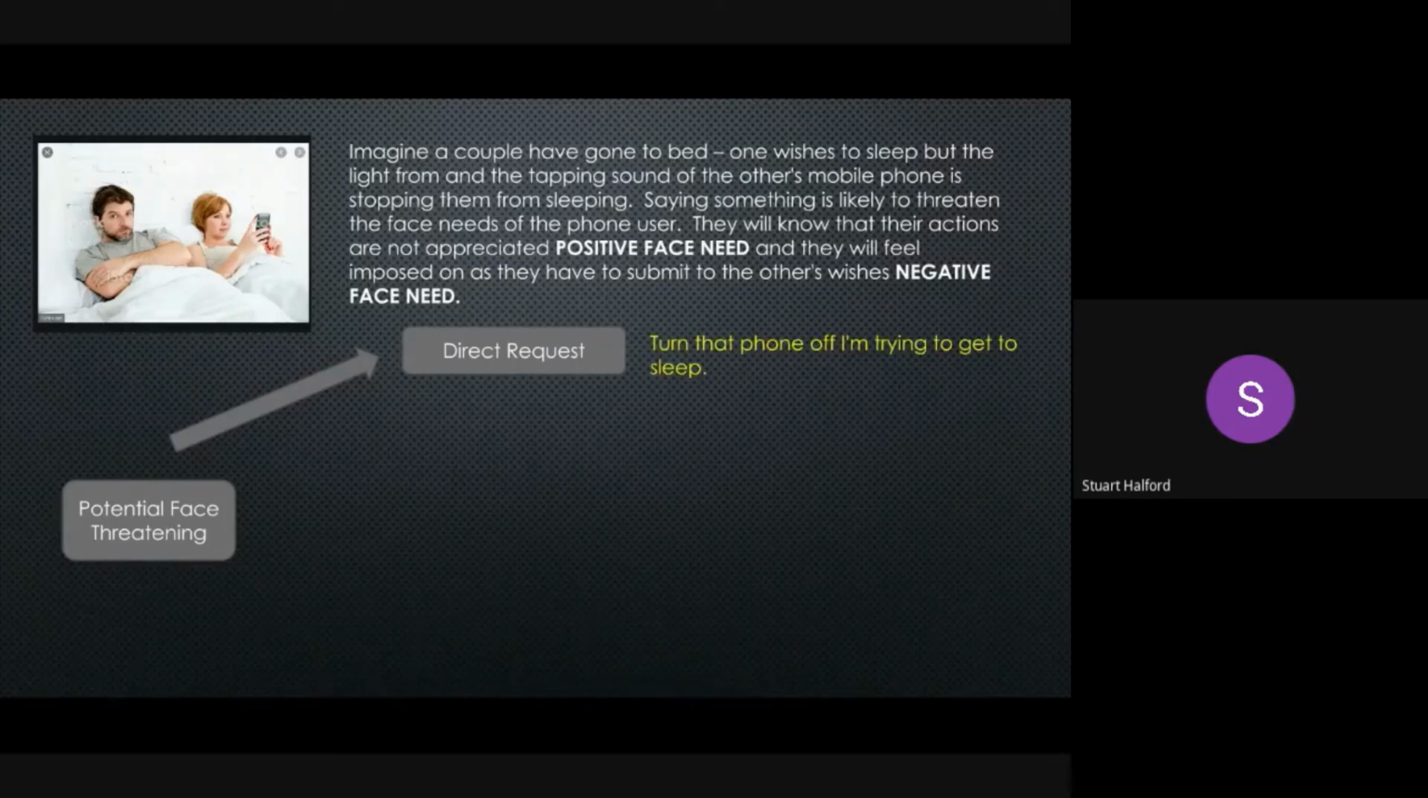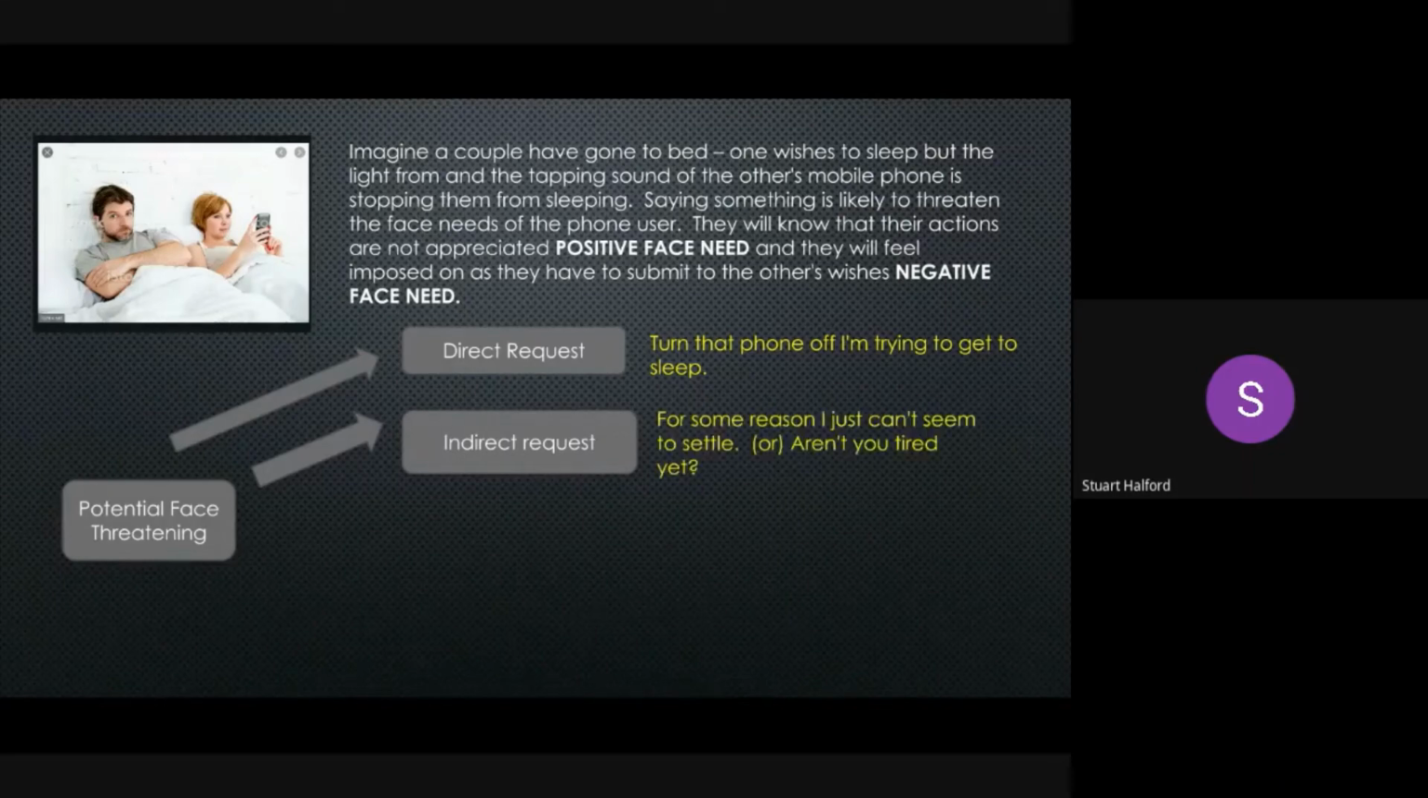We can say, turn that phone off, I'm trying to get to sleep. So usually that's quite impolite. Usually we avoid that kind of direct request unless we're angling for an argument. We can make an indirect request. We can get the same message across but do it with a little bit more politeness. So we can say, oh, for some reason I just can't seem to settle. Aren't you tired yet? That might be another option. So we're not actually saying what we want, but it's kind of indirectly being suggested.